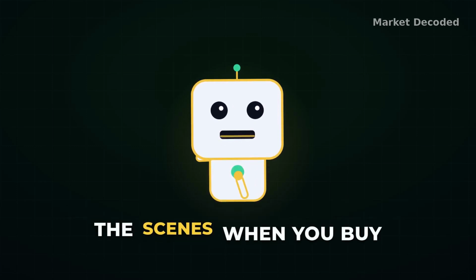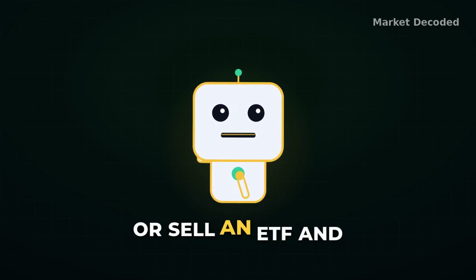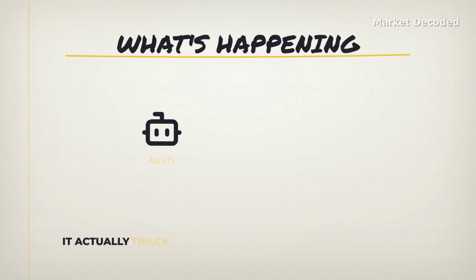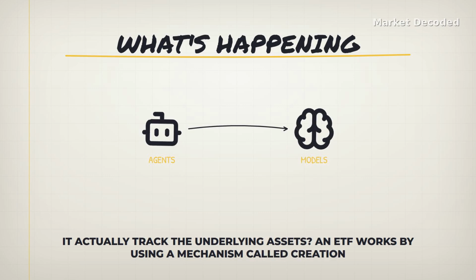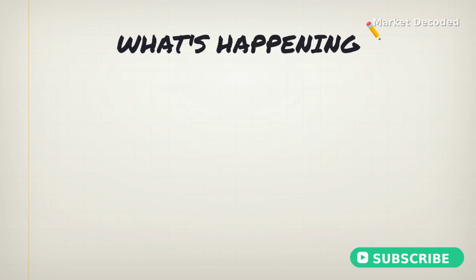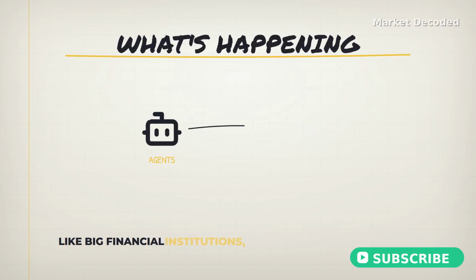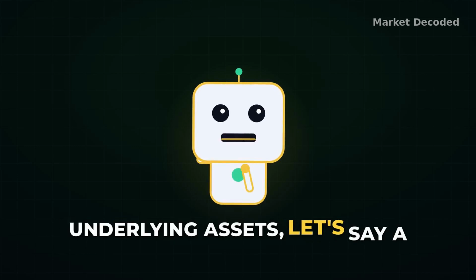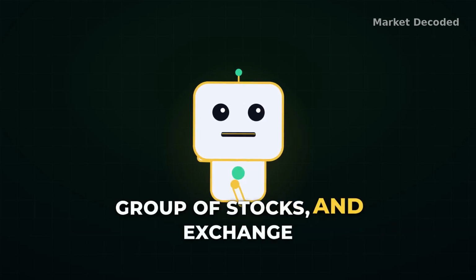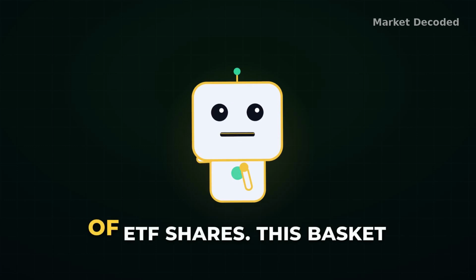What happens behind the scenes when you buy or sell an ETF? And how does it actually track the underlying assets? An ETF works by using a mechanism called creation and redemption, which is essentially a swap between authorized participants, like big financial institutions, and the ETF provider. Here's how it works. When an authorized participant wants to create new ETF shares, they gather a basket of the underlying assets, let's say a group of stocks, and exchange it for a corresponding number of ETF shares.